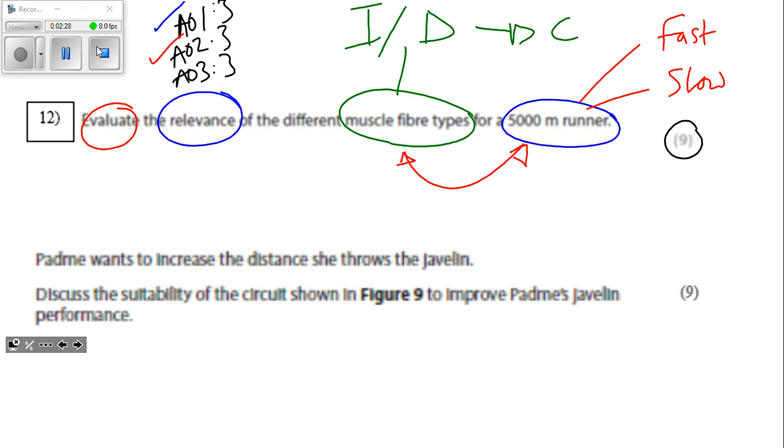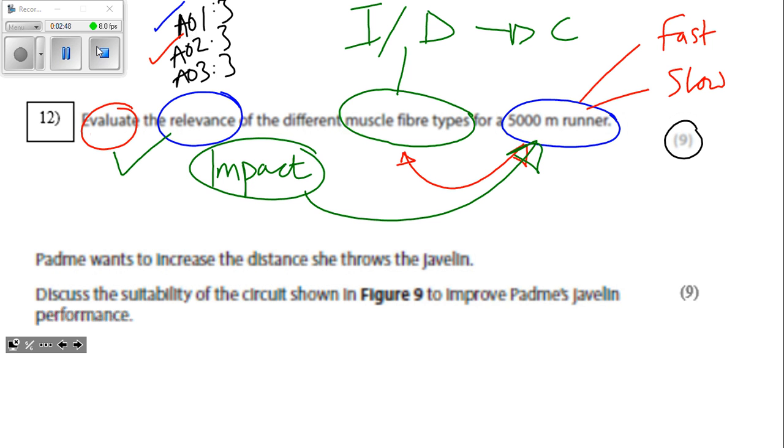Okay, now let's look at AO3. This now is we're going to have to start to evaluate the relevance. How important is each one of those fibers? And what impact, that's a key word, I'm going to write that up there. What impact will that fiber have on the performance of this 5,000 meter runner? If you're able to address that, then you're likely to pick up some more marks.